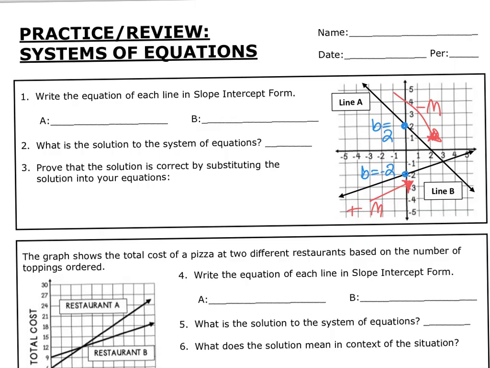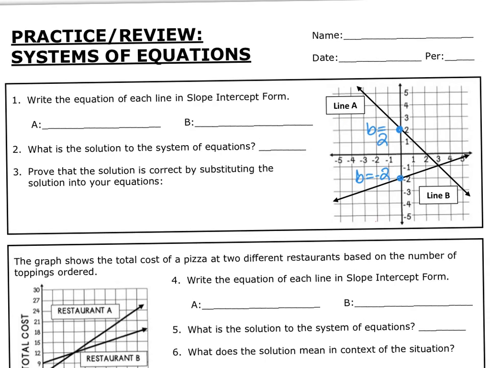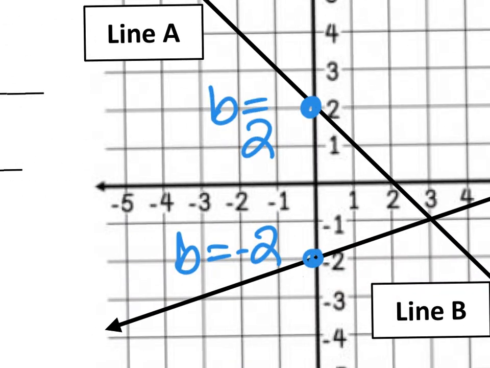Let me erase what I've written here about the slopes. We know this one's negative. We know this one's positive. Let me take a closer look at these and see if I can figure out the exact slope. I'm going to zoom in a little further. Okay, so looking at line A, let me pick 2 pretty points. I have my y-intercept, and I'm also going to pick this point right here.